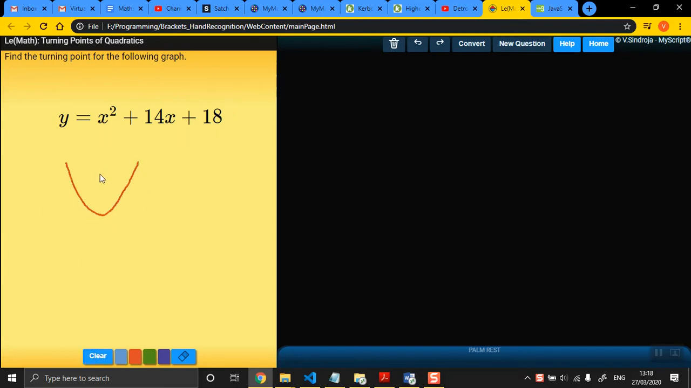curve like this. The turning point is the point at which the graph goes from going down to going up. In simplistic terms, it's the very lowest point of the graph. Here's your graph. That lowest point there, the coordinate of that point, is sometimes called the vertex, but it's often referred to as the turning point. It's the lowest point, or if the graph was upside down, then it's the highest point.